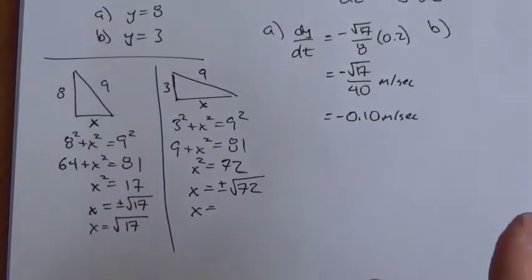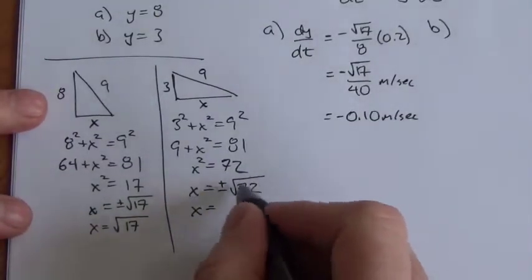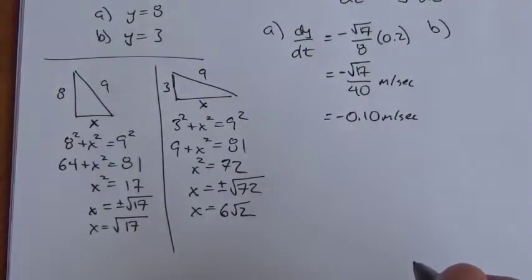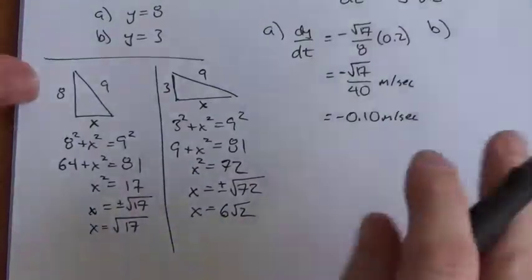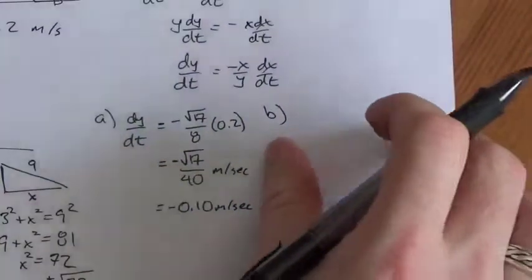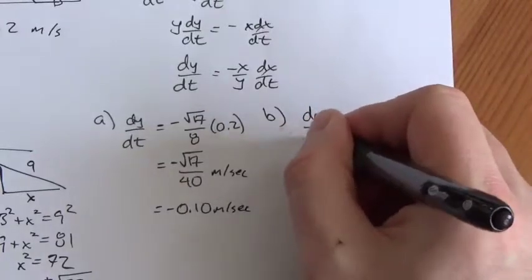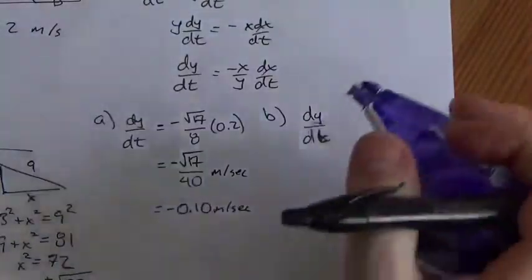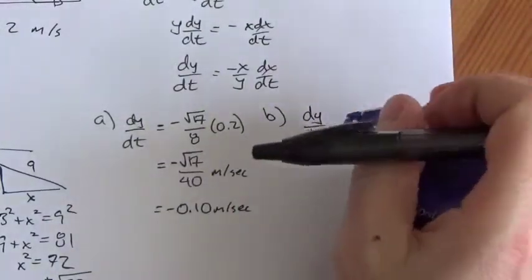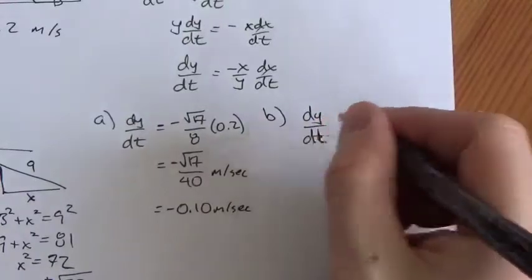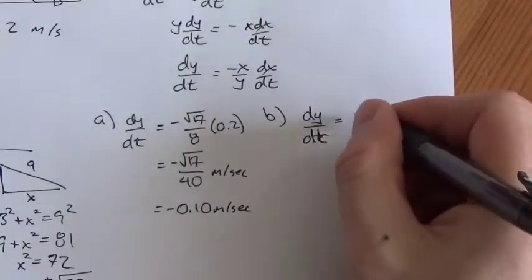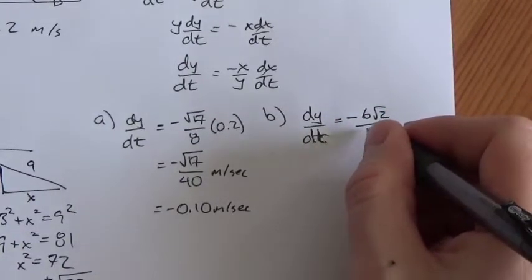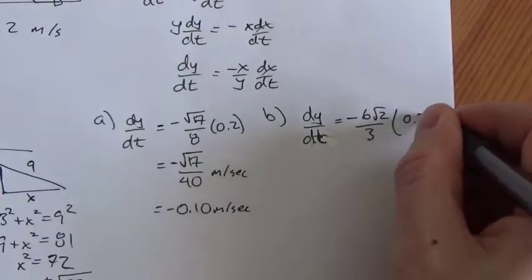I know that I'm only going to use the positive, but I also know that the square root of 72 can be simplified to 6 root 2. Okay? So now I can take that and go back up to my derivative up here, this dy by dt. Sorry, dy by dt. I've tried to go through and make it clear that t is the independent variable, and then there I go. Put an x there. So this will be negative 6 root 2 over the y value we just learned, which was 3. And then this is going to be 0.2.